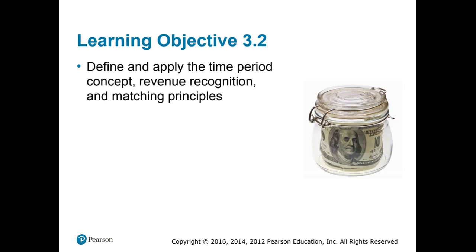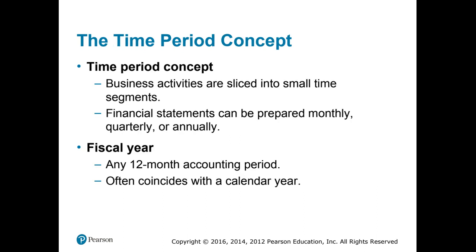Next, we're going to define and apply the time period concept, revenue recognition, and matching principles. So the time period concept: business activities are sliced into small time segments, and financial statements can be prepared monthly, quarterly, or annually. A fiscal year is a 12-month period. So make sure that you know that. A fiscal year is any 12-month period in accounting.